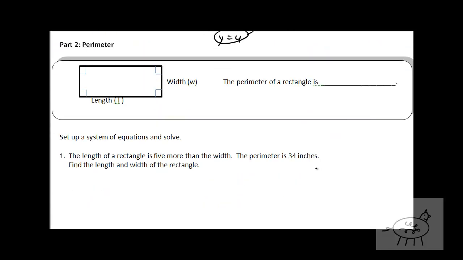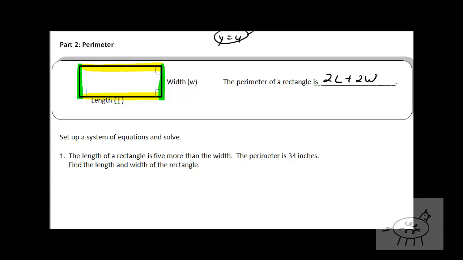Okay, so part 2 is perimeter. And you guys remember perimeter, maybe you learned it, maybe you didn't, perimeter is the distance around, not the area. Okay, so basically if I would look for the perimeter of this rectangle, I would add 2 lengths together and 2 widths together, and if I would add those together, that is my perimeter. So our equation is 2 lengths plus 2 widths.